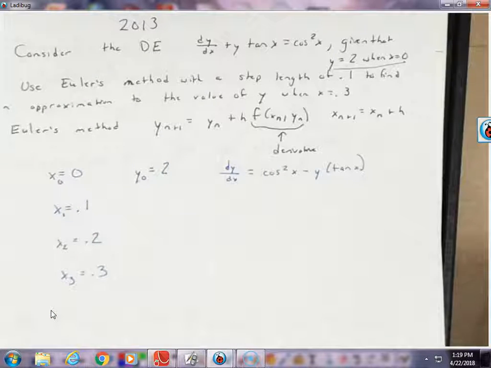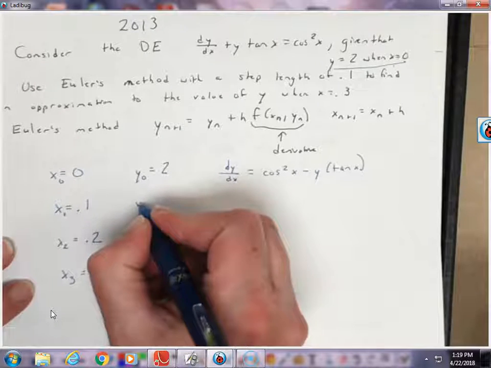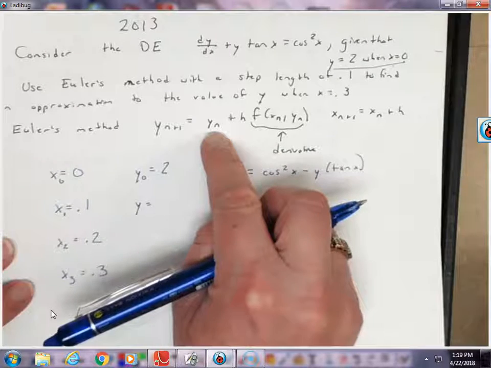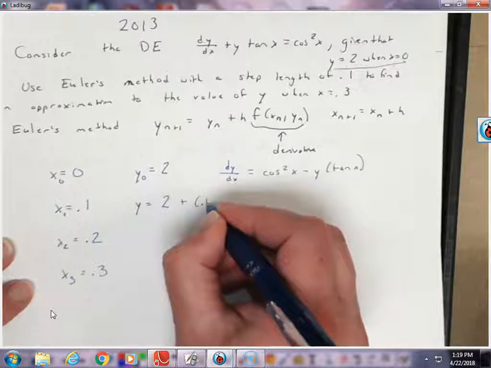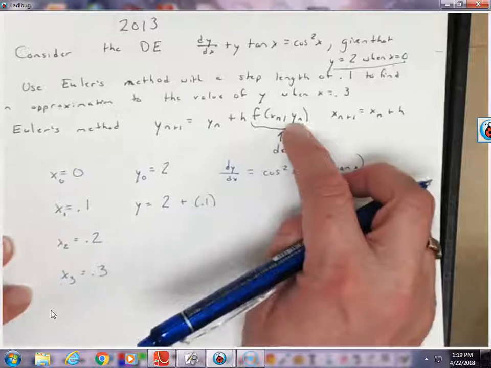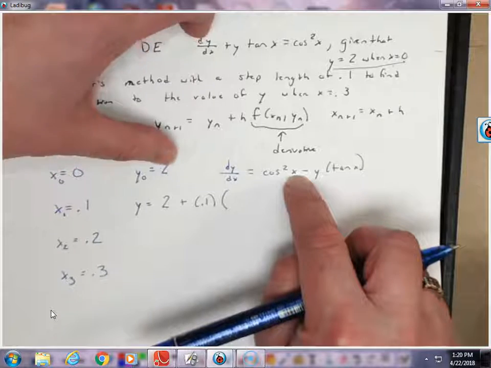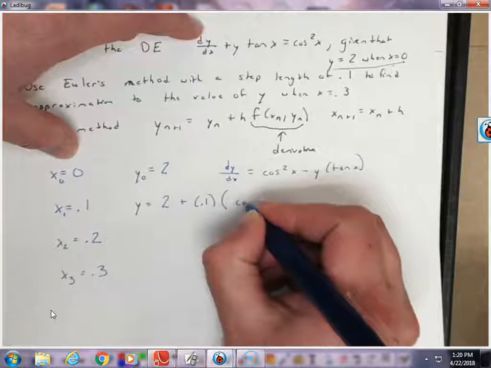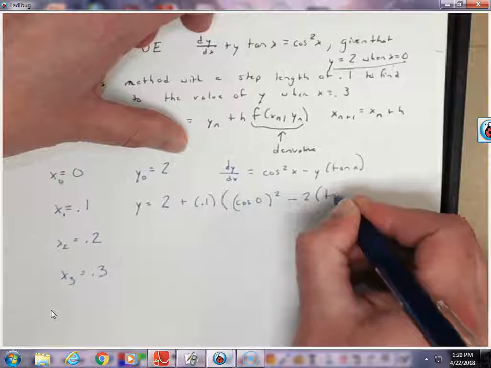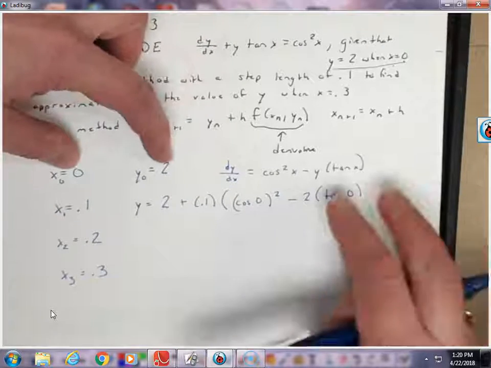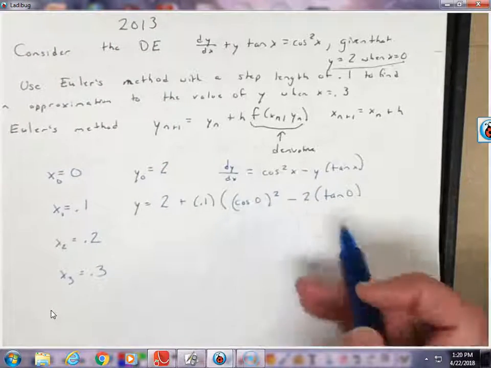So that's no trouble. The question is what's happening to the y, and these are actually tangent line approximations. But we can go ahead and say it's going to be equal to the previous y value, which is 2, plus h, your step size, 0.1, times the derivative evaluated at the previous point. So I'm substituting into the derivative formula using the x and y from the previous point. So this would be cosine of 0 squared minus 2 times the tangent of 0, just substituting in 0 and 2 into this equation. Now notice I did change how I wrote it because you do have to enter it in the calculator that way.